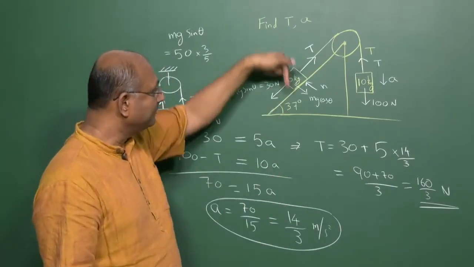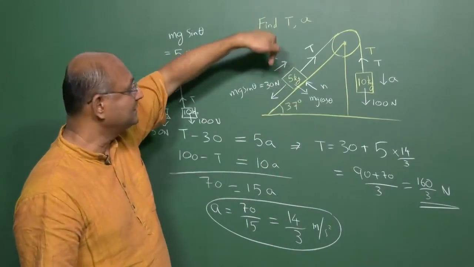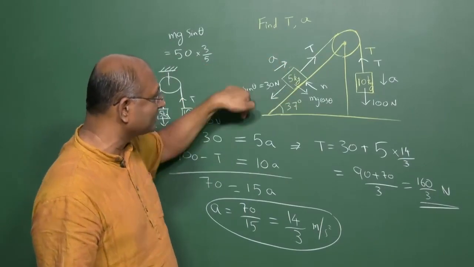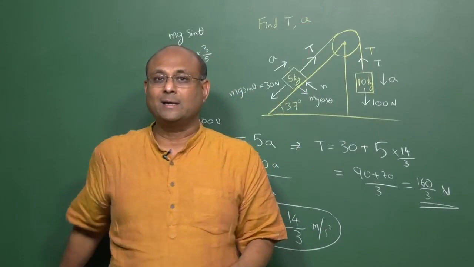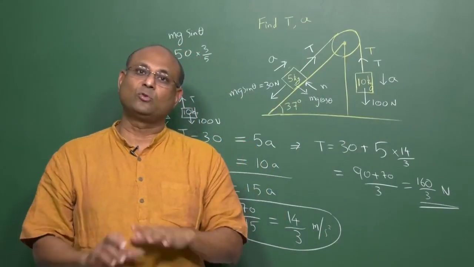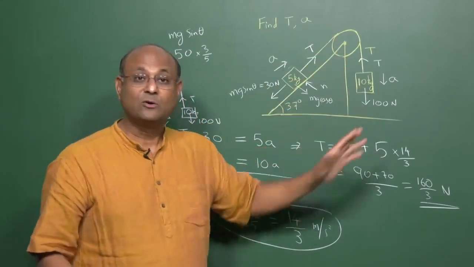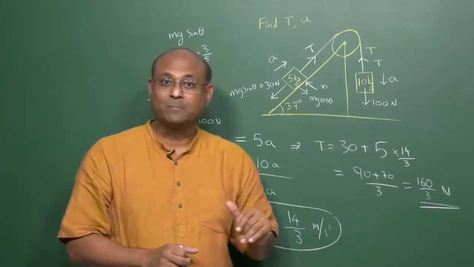Okay. So mg sin theta. Just write mg sin theta, mg cos theta. Focus on the mg sin theta. You write the F equals ma for this, F equals ma for that. The best way to learn these things is to do a lot of problems. So let us do a few practice problems. We'll do that also.